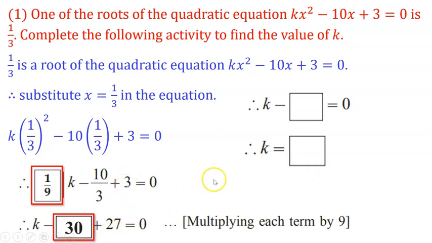Okay, by multiplying 9 to each term you will get here k minus 30 plus 27 is equals to 0. Now simplify again, minus 30 plus 27, then you will get here minus 3. And next simplification, minus 3 goes to the other side and becomes plus. And therefore here lastly you will get here k is equals to 3. And in this way this activity is completed here.